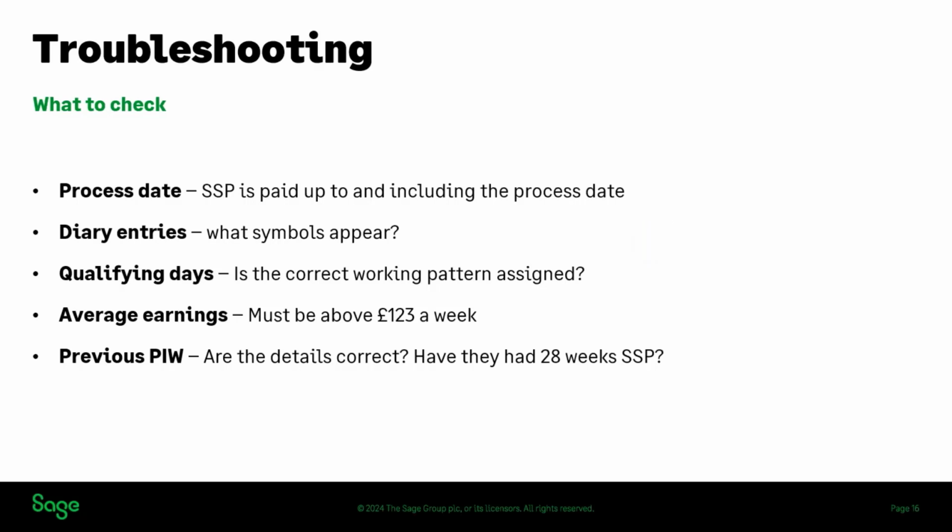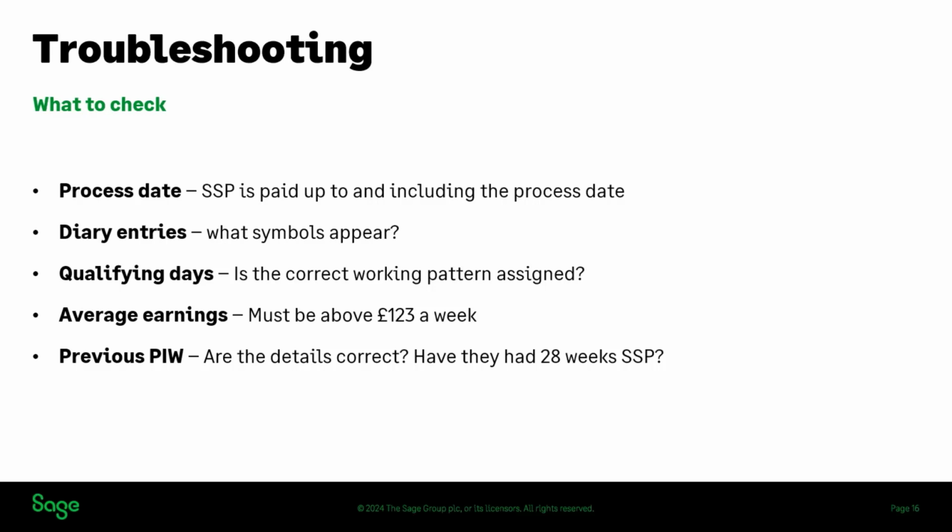So these are 5 areas to check if you're troubleshooting SSP. So item number 1 is to check your process date. Make sure you've entered the correct process date. So this would be the date your employees are paid. And keep in mind that SSP is paid up to and including that date. So it's always paid in arrears. Can't be paid for future dates. So if you've got the wrong process date set, simply changing that to the correct one should fix the issue.